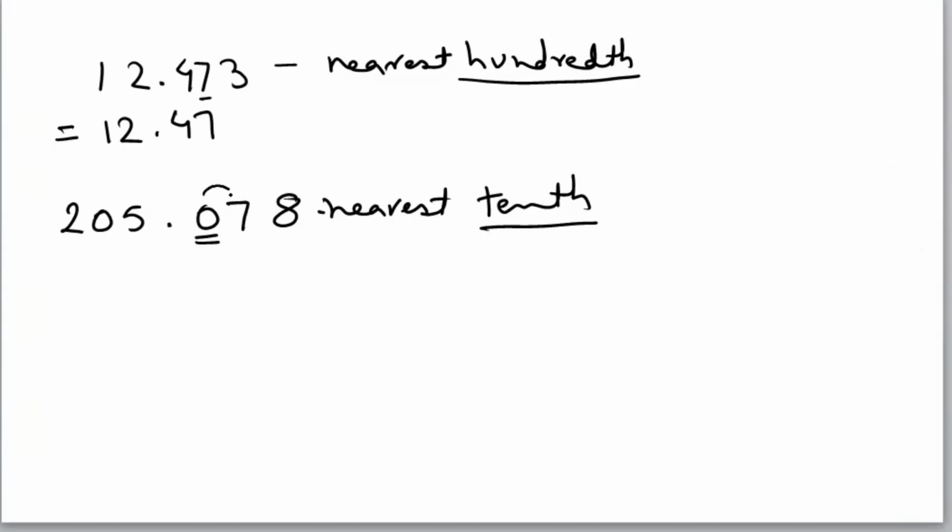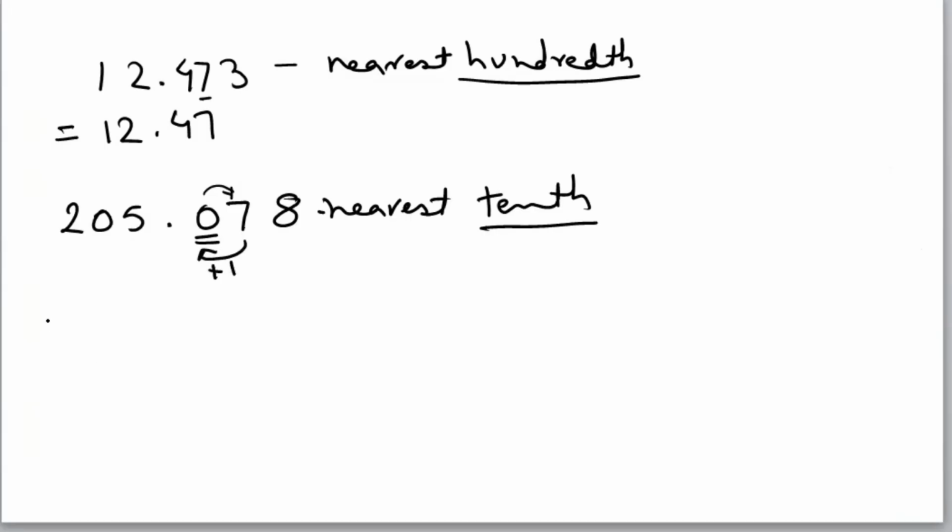We have to look here. Which digit is it? 7. Then we have to find out whether 7 is smaller than 5 or greater than 5. 7 is greater than 5. So what will happen? We have to round it up here. We have to take 1 from there and add it into 0.